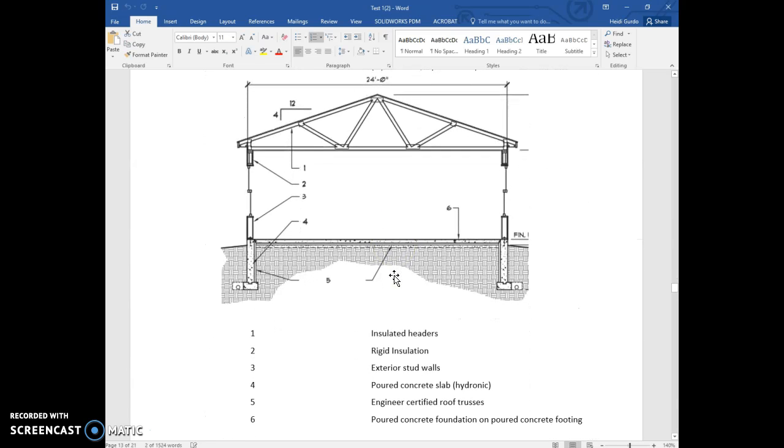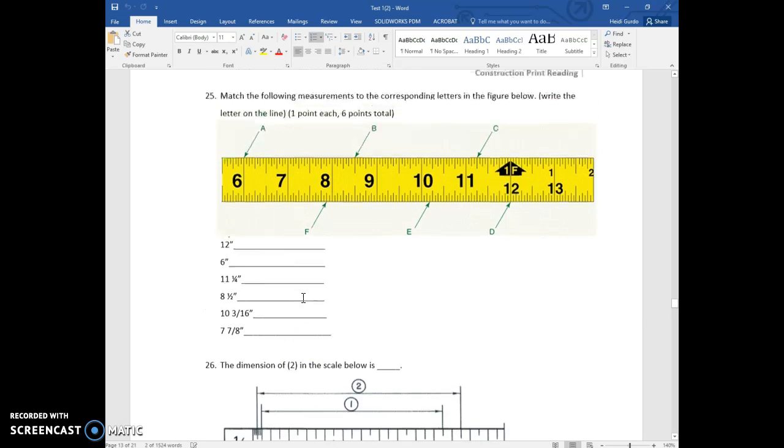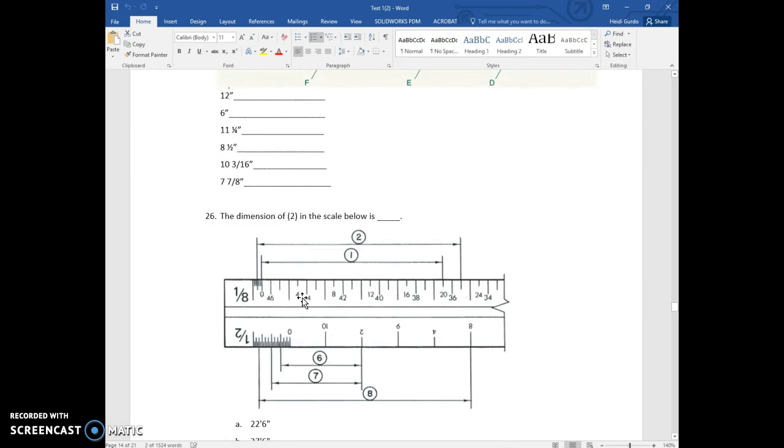This one everyone got right. I'm not going to review it. If you would like to review it, you can look in your book on page 24 for the proper terms. Number 25, everyone got right as well.